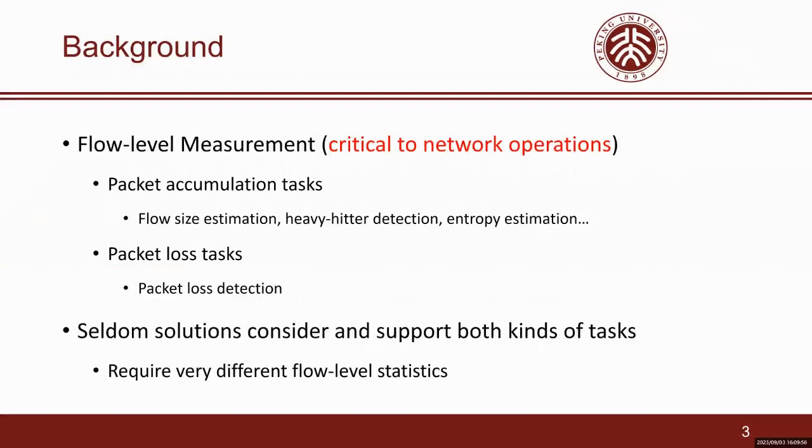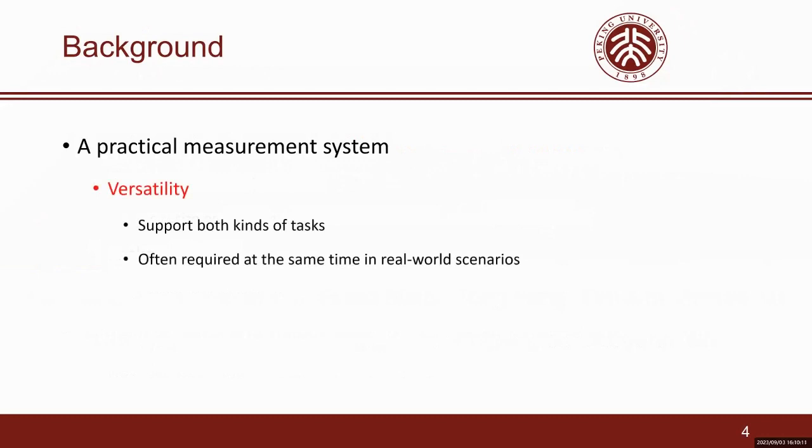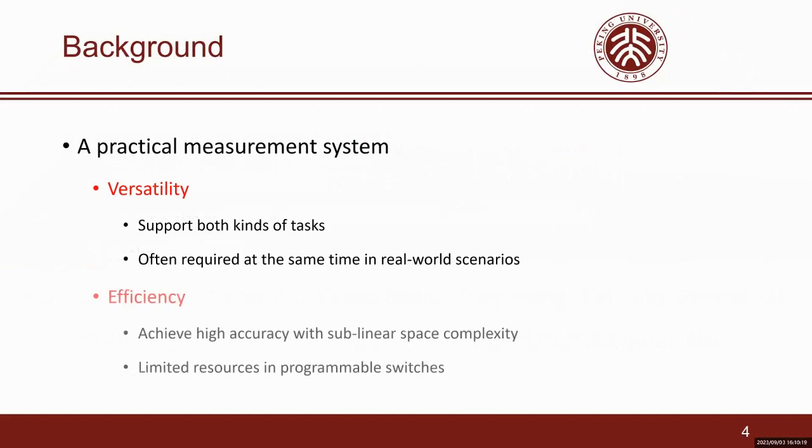However, the two kinds of tasks are seldom considered and supported simultaneously in one solution. One reason behind it is that the two kinds of tasks require very different flow level statistics. A practical measurement system should first meet the versatility requirement that the system should support both kinds of tasks because they are often required at the same time in real-world scenarios. The system should also meet the efficiency requirement. Given the limited resources in programmable switches, the system should achieve high accuracy with sublinear space complexity.